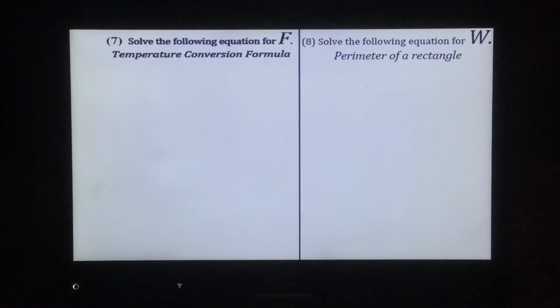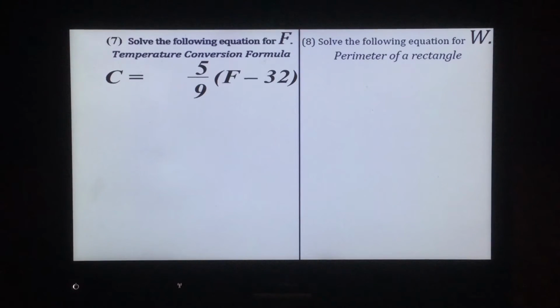All right. Number 7. This formula asks you to solve for F. Now this right here is a temperature conversion formula. If you knew what Fahrenheit was and you wanted to find out what Celsius was, you would use this formula. But what if it was vice versa? What if you knew Celsius and you wanted to find Fahrenheit? You need to solve for F to make a new formula. So let's go ahead and do that right now.